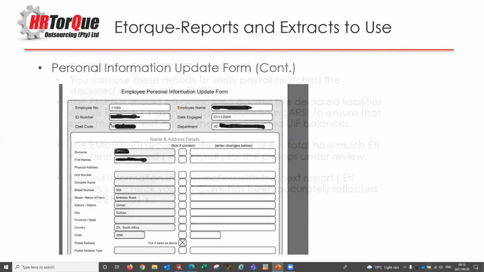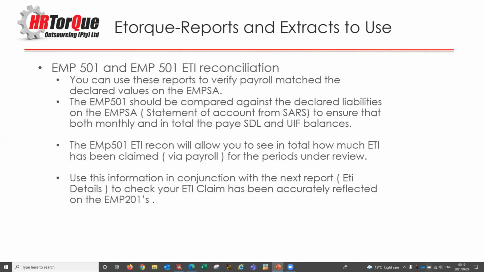And moving on, we get to our EMP501 and our 501 ETI reconciliation reports. Okay, so these reports we use to verify that our EMP201s, our declaration or our manual reconciliation, matches to what is on payroll, which matches to what is coming out on the certificates. Okay, so the EMP501 should be compared against the declared liabilities on the EMP201s, and ensure that both the monthly and the totals for the SDL, PAYE, and UIF all balance.